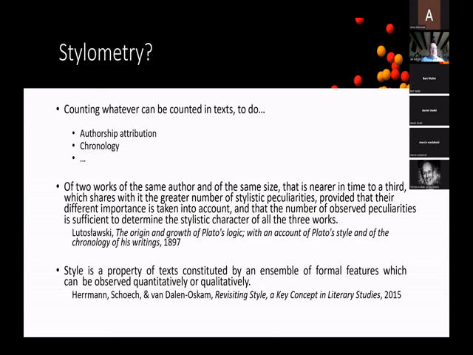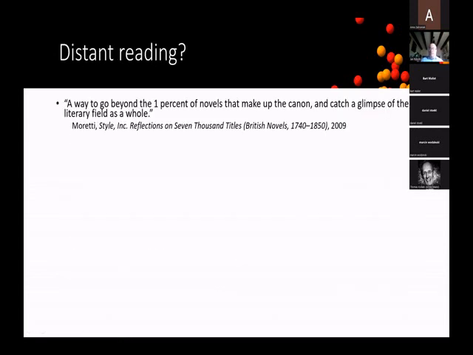So these are the three things we certainly need to establish when we start speaking of stylometry. Now, distant reading, as I've already said, and you probably know, is the brainchild of Franco Moretti, who was looking for ways to go beyond the very limited literary canon in global literature, national literatures, etc., and try to catch glimpses of the literary field as a whole.